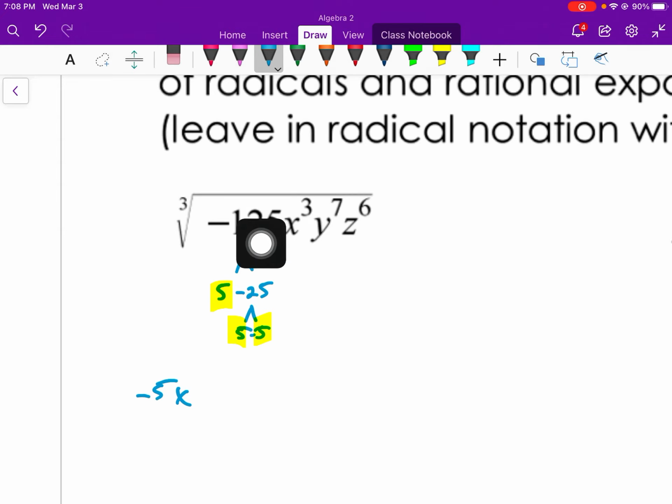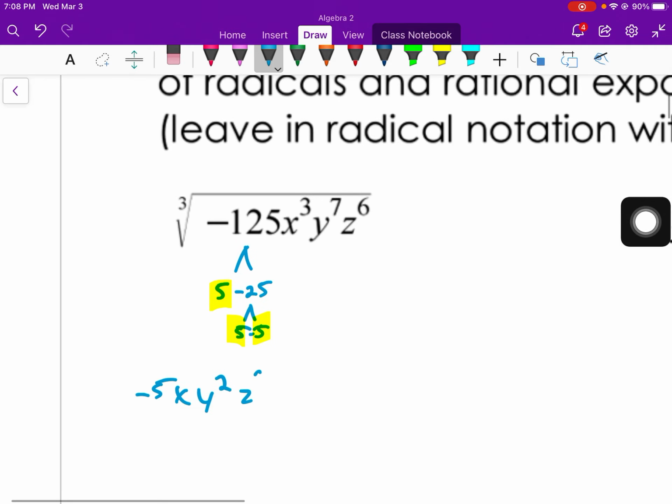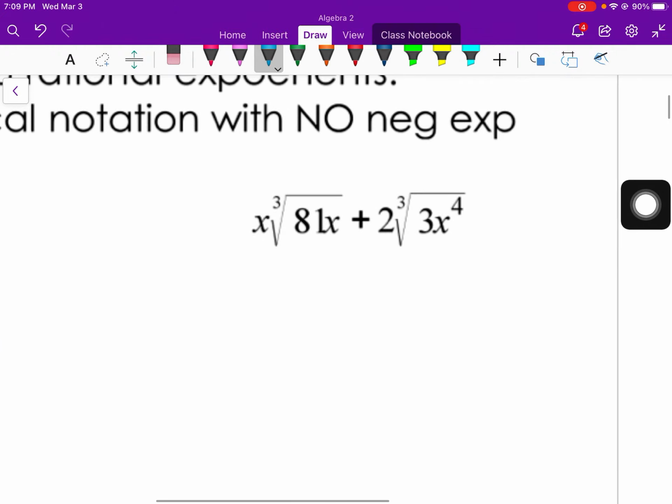Y to the 7th, so there'd be 2 groups of y. And then the same for z to the 6th, so 2 groups of 3 could go in there, so z squared. And then what's left is just a single y, because there was one left over here. So that would be simplified down.